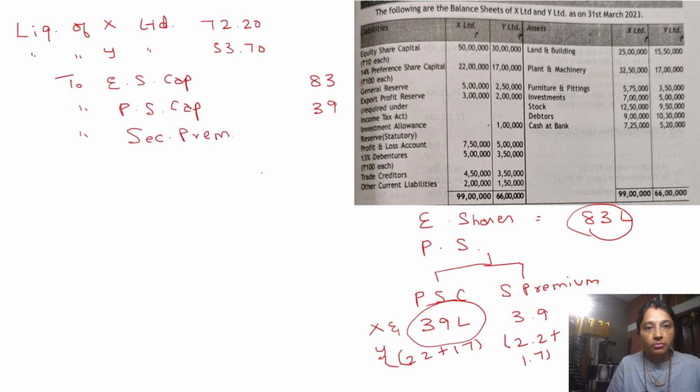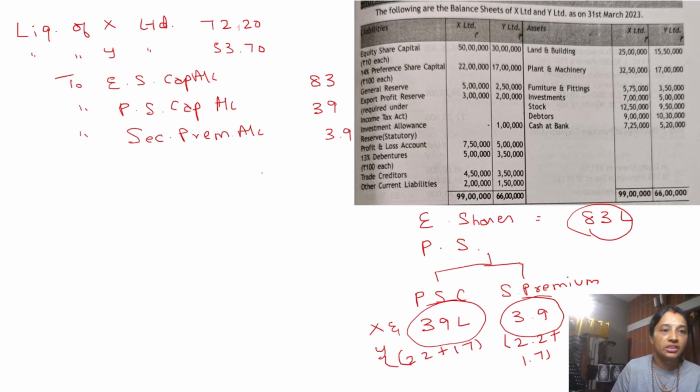Securities premium account. So please mention account everywhere. So securities premium is how much? Securities premium is 3.9 lakhs. So if you look at all these totals, it will come up to the same 1 crore 25 lakhs 90,000. That is the second entry.